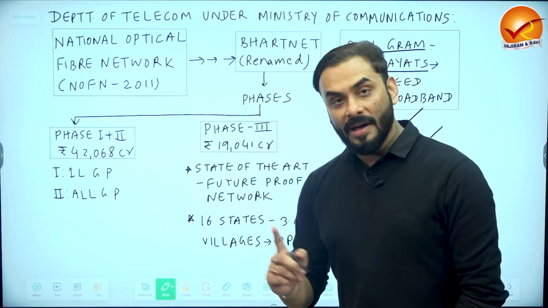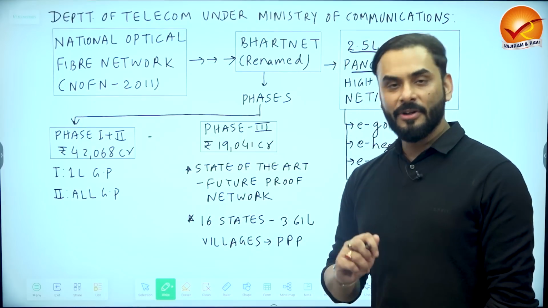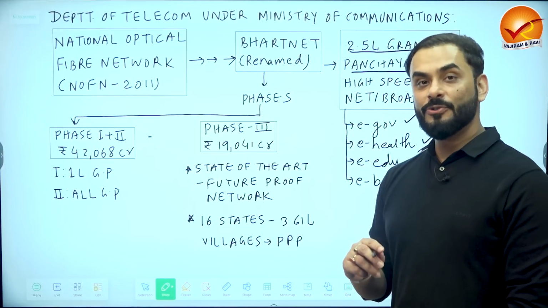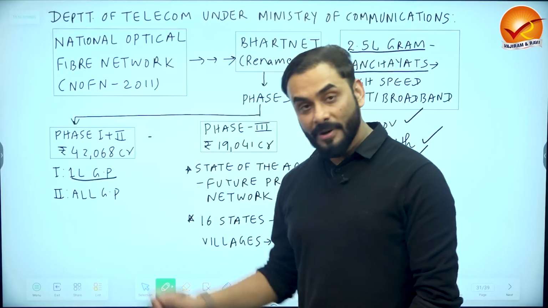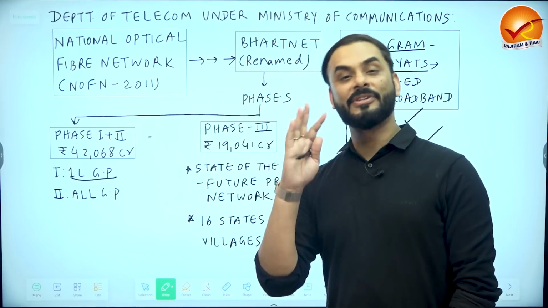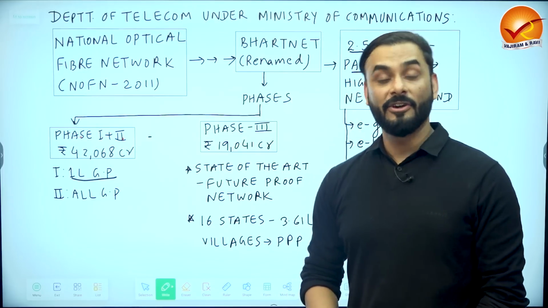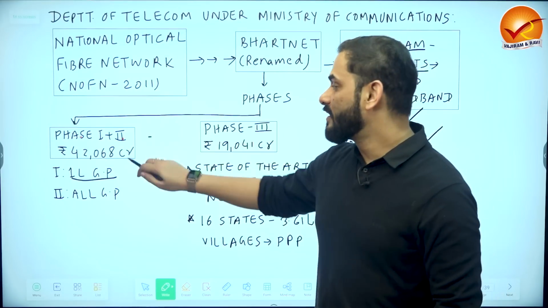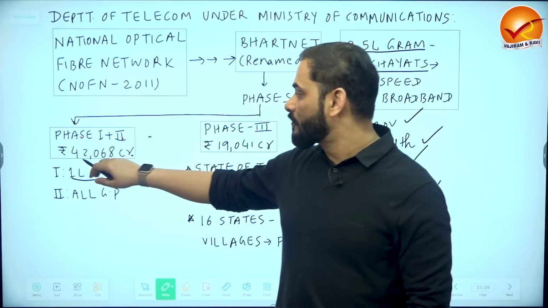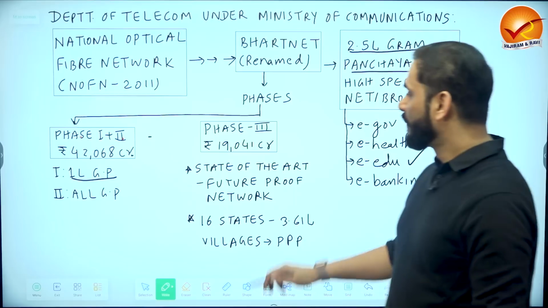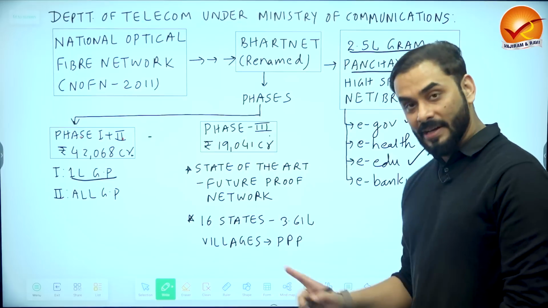Now, if you look at the BharatNet project, it has two phases. In phase 1, the Government of India said that they want to take internet to 1 lakh gram panchayats. In phase 2, the government of India said that they want to cover all the gram panchayats of India. So in phase 1 and 2, all the gram panchayats of India, the government said they are going to cover it. What is the money involved in this phase 1 and 2 in BharatNet? Almost 42,000 crore rupees.